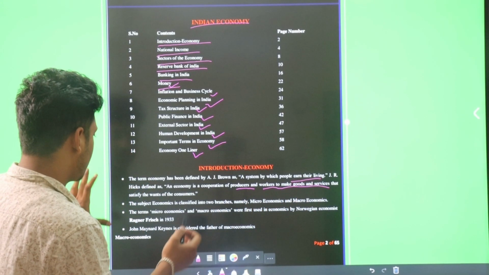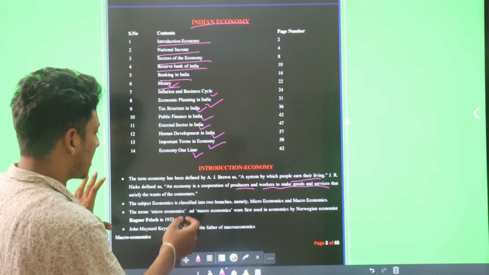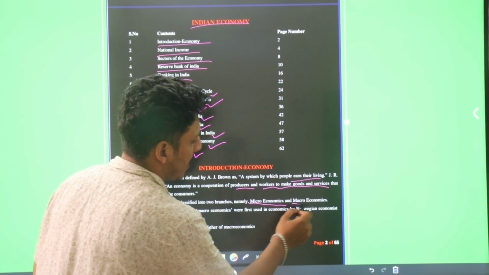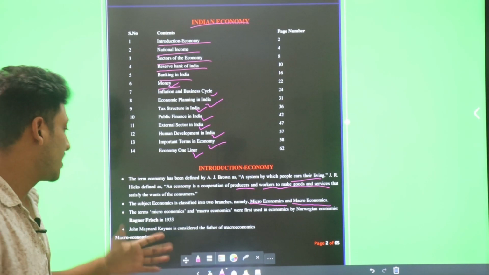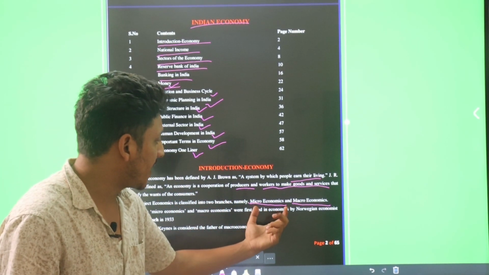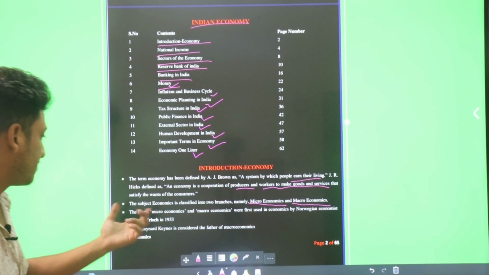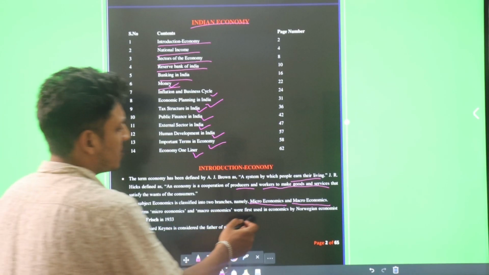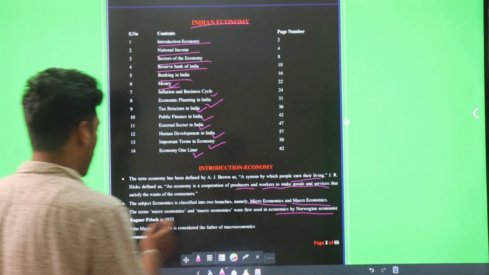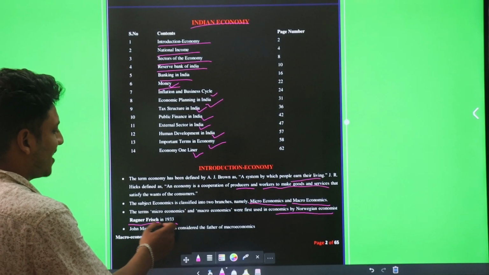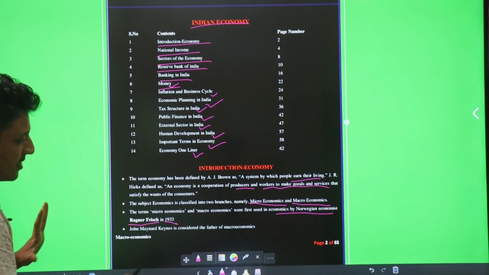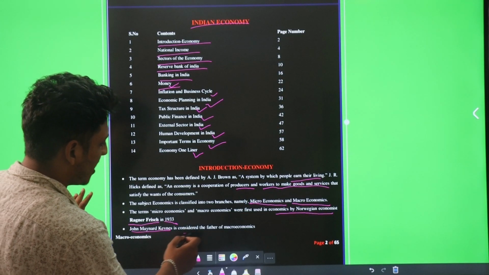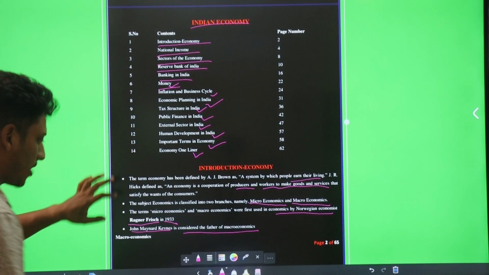Okay. Now, second, the subject economy is classified into two branches basically, microeconomics and macroeconomics. The terms microeconomy and macroeconomy were first used in economy by a Norwegian economist Ragnar Frisch in 1933. Okay. First, please remember this. John Maynard Keynes is considered the father of macroeconomy.